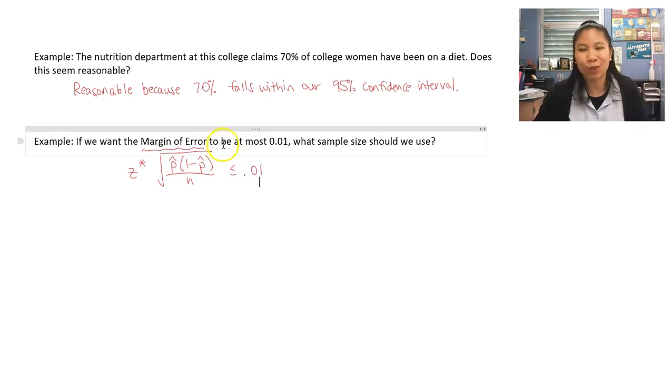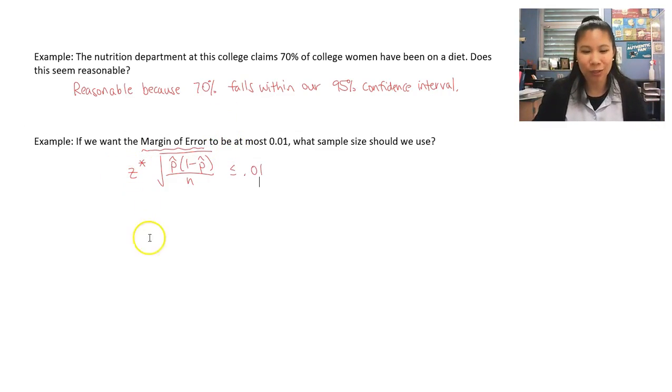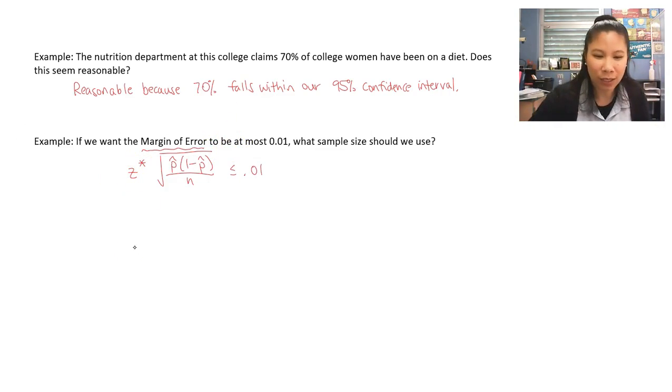In any problems that you do like this, they would tell you what confidence level to use so that you know what z star to use. But for the sake of this problem, I'm just going to leave that the same. So we would still be using 1.96 as our z star.